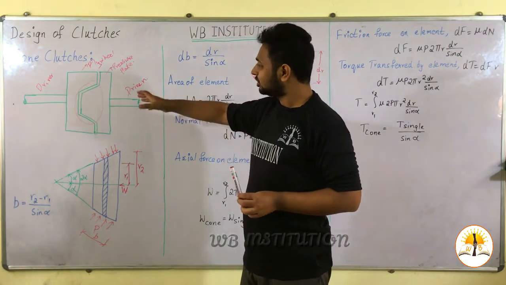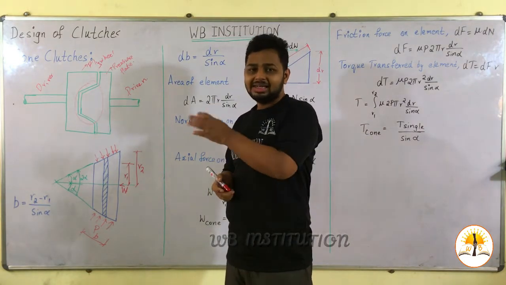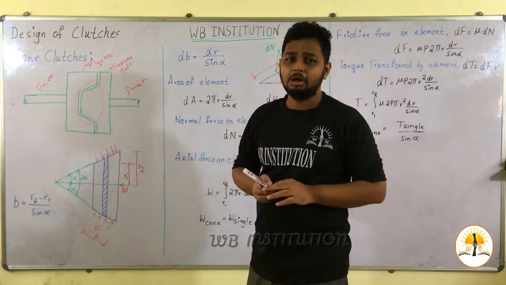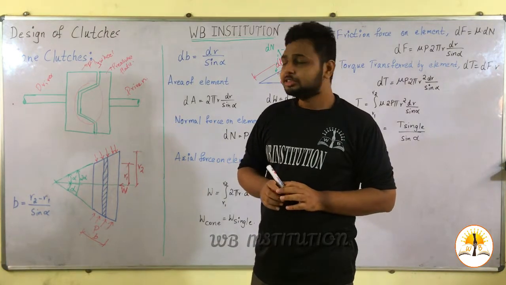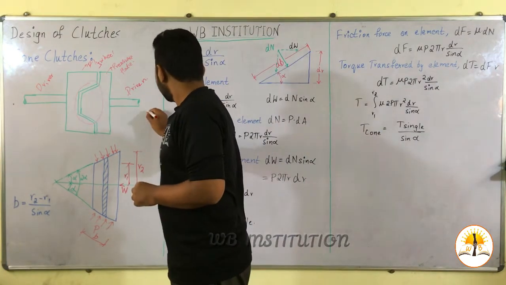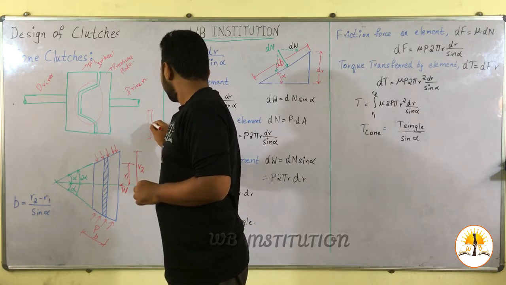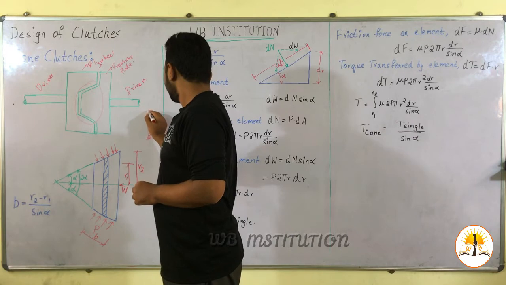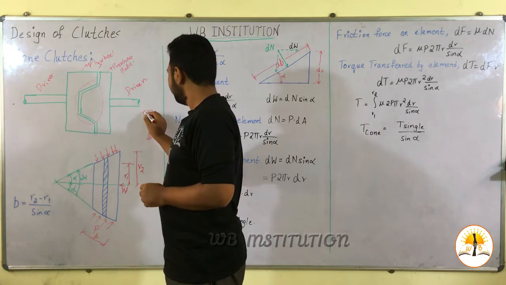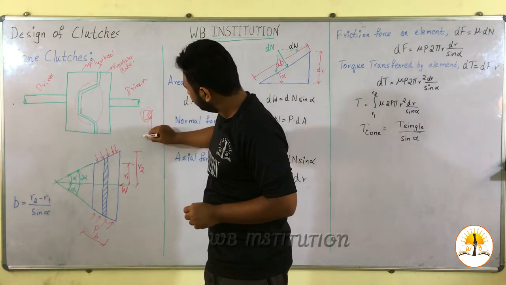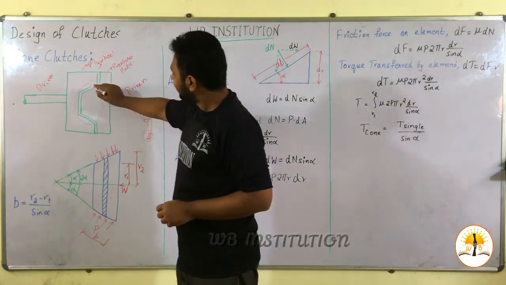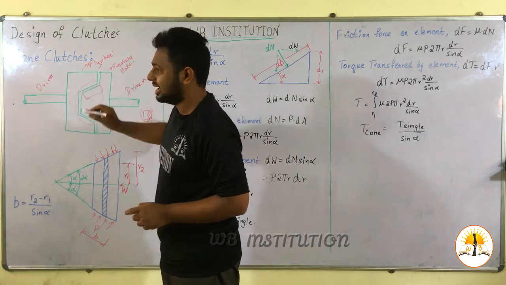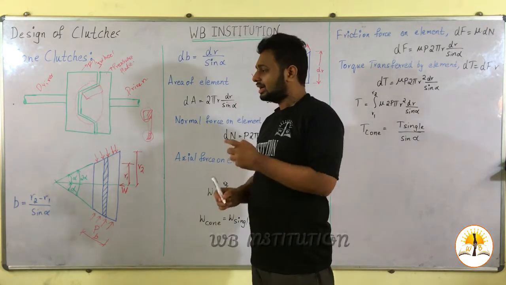This is used to transfer more power than single plate clutches. Why do we have to go from plate clutches to cone clutches? Because in plate clutches we have seen this type of structure, and the maximum amount of contact will be only in this area. In these conical clutches we can see there is more contact area than in single plate clutches.